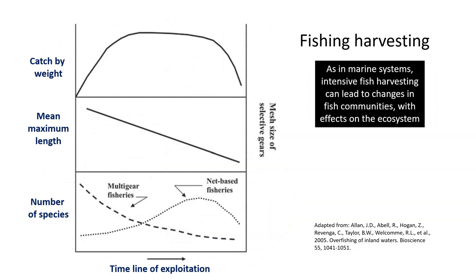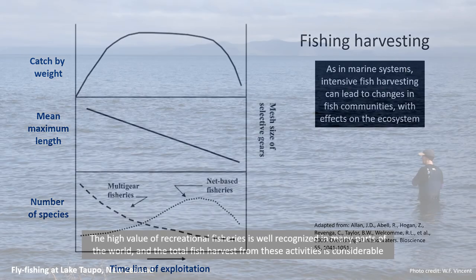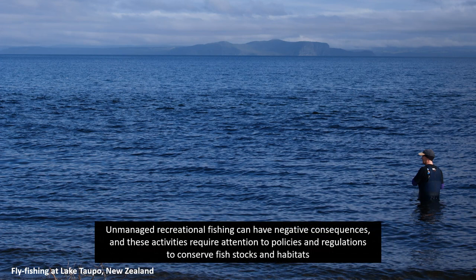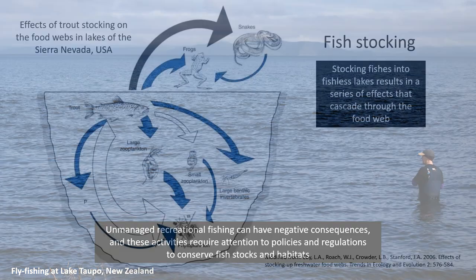As in marine systems, intensive fish harvesting can lead to changes in fish communities with effects on the ecosystem. The high value of recreational fisheries is well recognized in many parts of the world, and the total fish harvest from these activities is considerable. Unmanaged recreational fishing can have negative consequences, and these activities require attention to policies and regulations to conserve fish stocks and habitats.